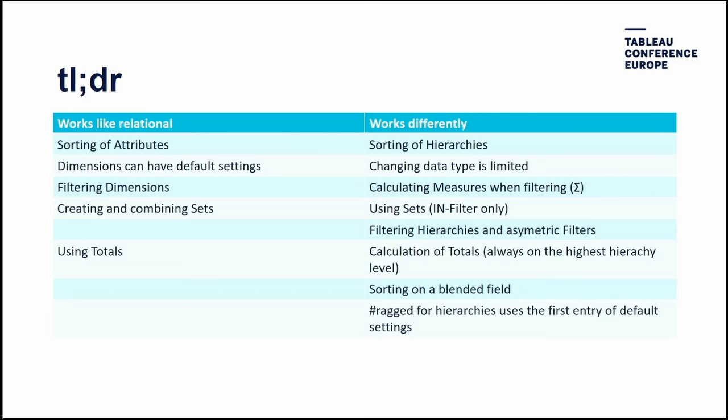Which is great in the cube world, you can have filtering hierarchies and asymmetric hierarchies, all of that. That is something you do not have in the relational world, which is a plus for the cube world despite all the downsides. You have your totals, and that works, but how the totals are calculated is different from the relational world. Just keep that in mind. Sorting on blended fields just does not work, so you have to have a workaround for that. And with ragged hierarchies, just keep in mind that whatever you do in your hierarchy, you can end up with a ragged one that you have to think about.